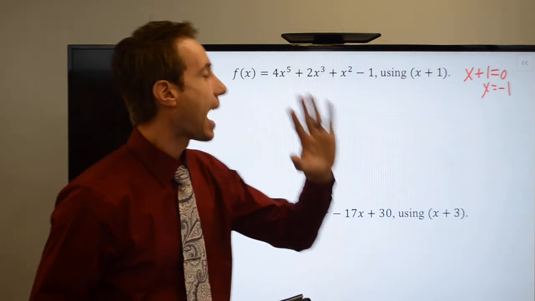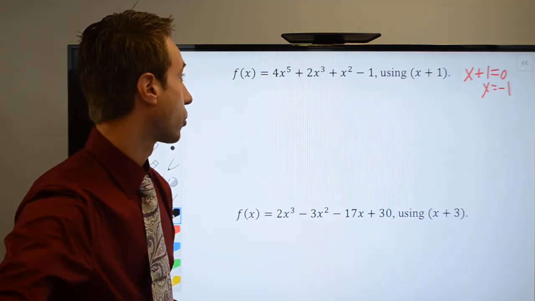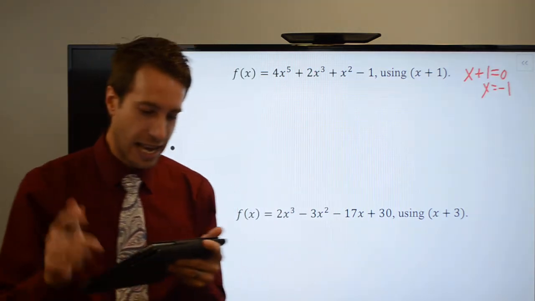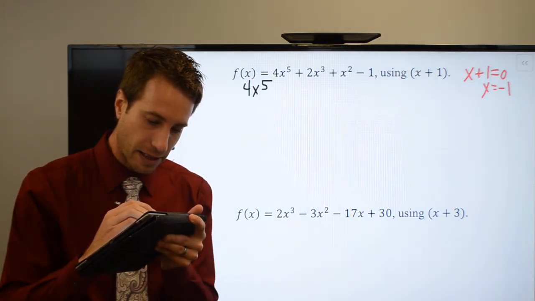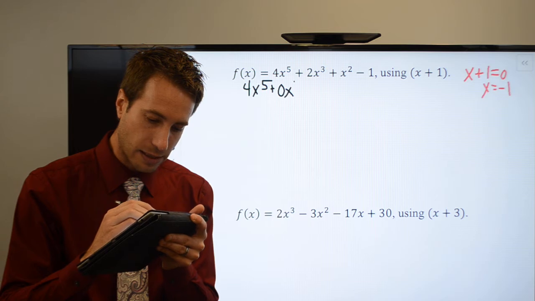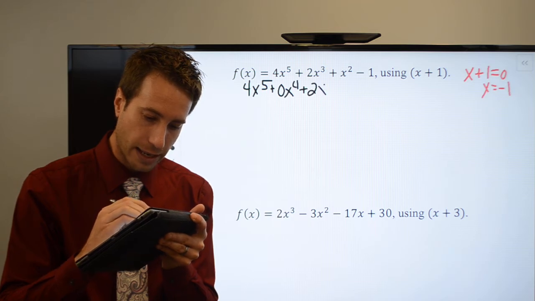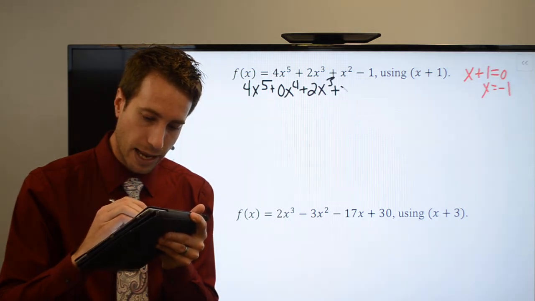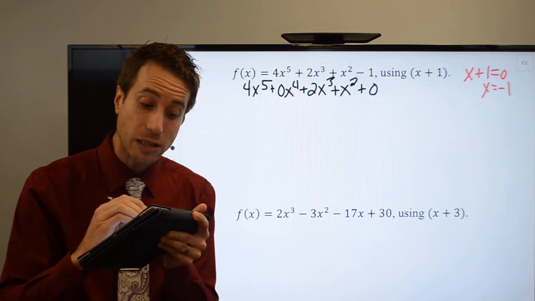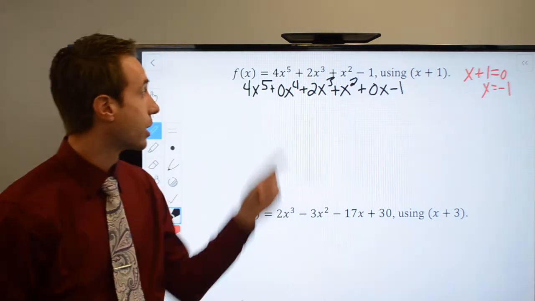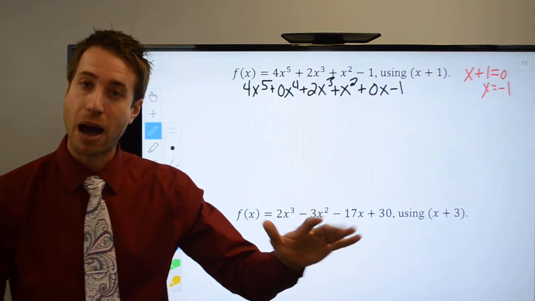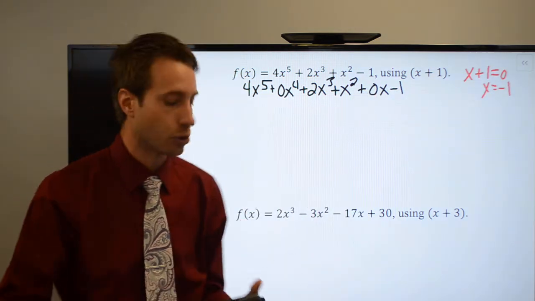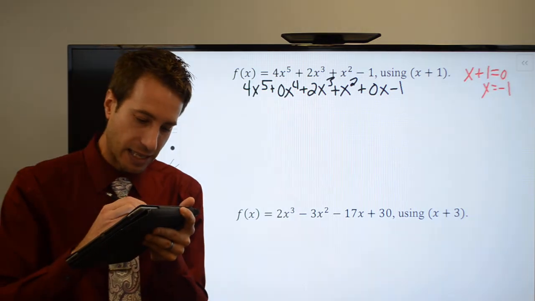I absolutely am going to need a couple of placeholders, so let's go ahead and get those placeholders in there. I'm going to have 4x to the 5th plus 0x to the 4th plus 2x cubed plus x squared plus 0x minus 1. So there we go: 5, 4, 3, 2, 1, 0. All of my powers are represented, and I needed to use two placeholders. Let's set up our synthetic division.